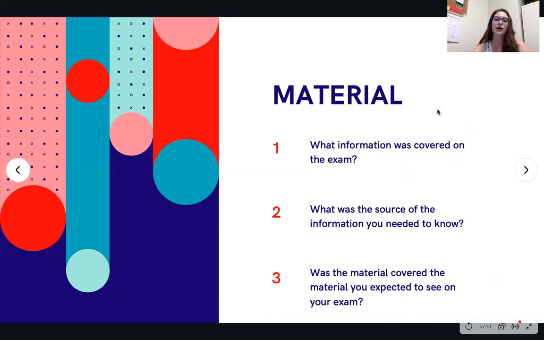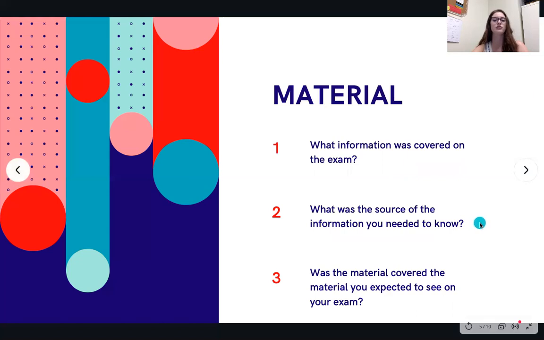Second, you're going to want to look at the actual material that you were tested on. So, first, what information was covered on the exam? Very basic, but not all the information that you learn in class can possibly be covered on a test. So, what information was covered? And then you want to look at where did that information come from? Was it strictly from the book, lecture? Were there some supplemental readings in the syllabi that you needed to have looked at in order to be successful?